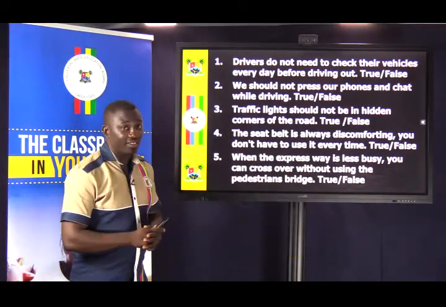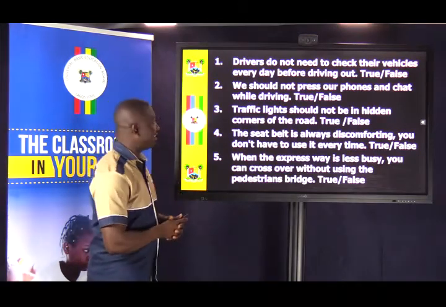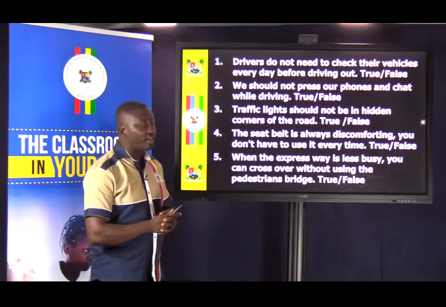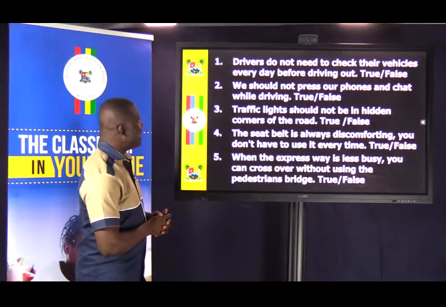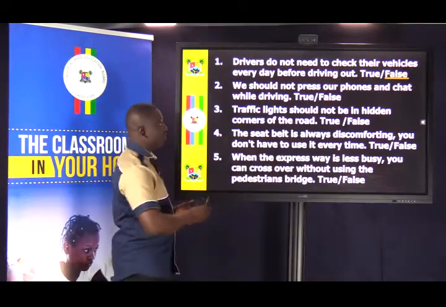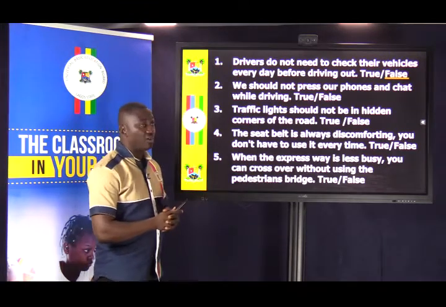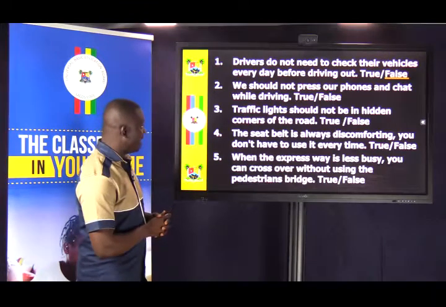Okay, have you done that? All right, now you can drop your pen and listen as I read out the correct answers. Drivers do not need to check their vehicles every day before driving out. False. Drivers should always check their vehicles before taking them out every day.